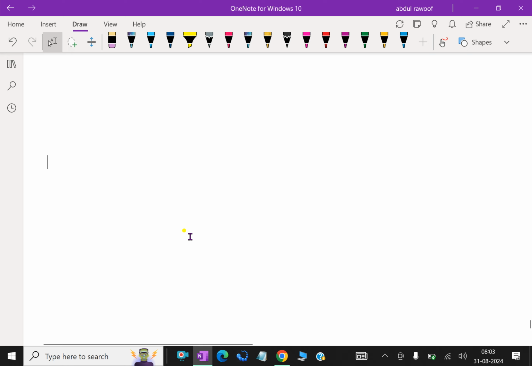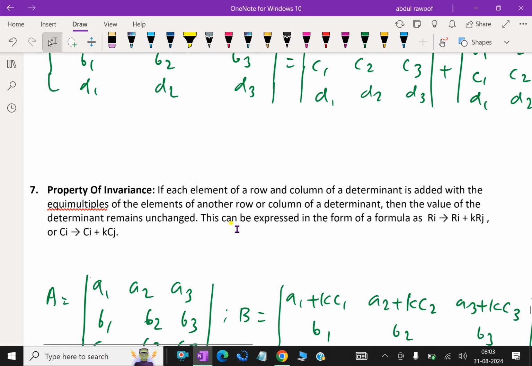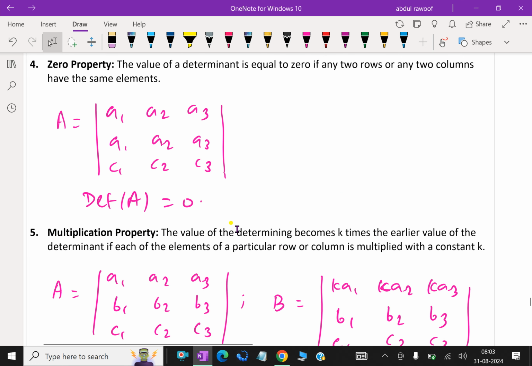So far we discussed what a determinant is and what its properties are.